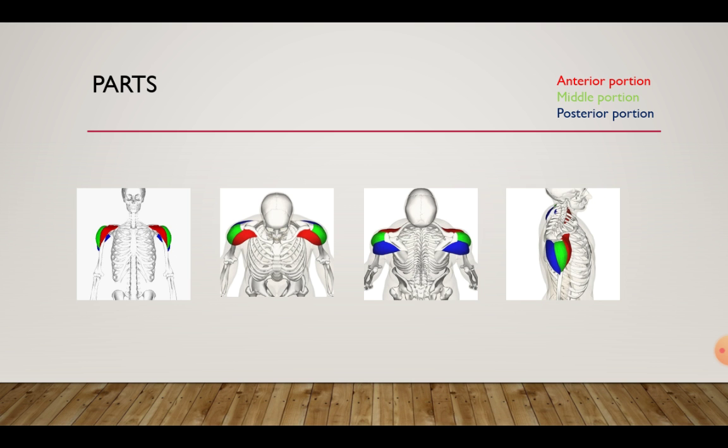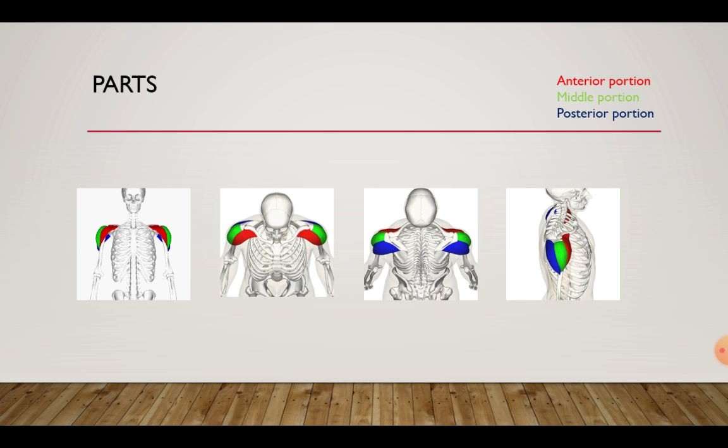Parts. It is divided into three parts that must be considered as separate muscles. Anterior portion. Shoulder flexor, it is the primary motor for flexion and horizontal flexion, and an accessory motor for abduction and internal rotation. It helps the respiratory system.